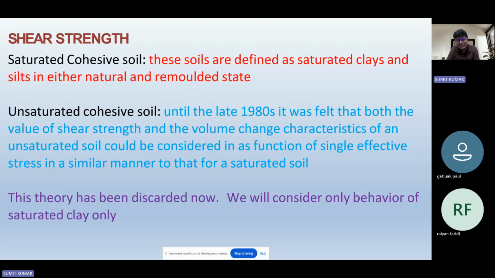Now talking about some other point, like saturated cohesive soils. These soils are defined as saturated clay and silt in either the natural or the remolded state. Talking about unsaturated cohesive soil until the late 1980s, these are all theoretical aspects which I am reading very quickly. Until the late 1980s, it was felt that both the shear strength and the volume change characteristics of an unsaturated soil could be considered as a function of a single effective stress, in a similar manner to that of saturated soil. This theory has been discarded now. Now we will consider only the behavior of saturated clay.